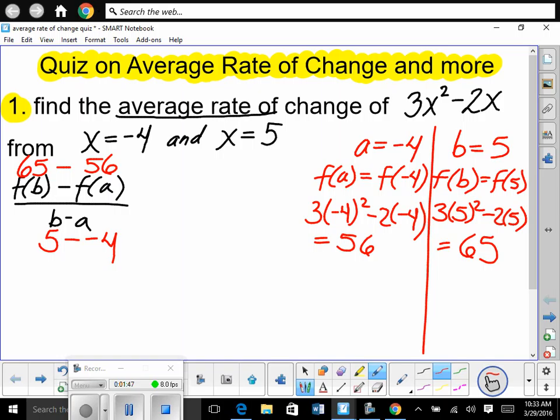So on top, we're going to have 65 minus 56, which is 9. And on bottom, we have 5 minus -4, which is 9. 9 divided by 9 is 1. Our average rate of change on the interval from -4 to 5 is 1 for that function. Questions? So on average, that was the change on the function between those 2 points.